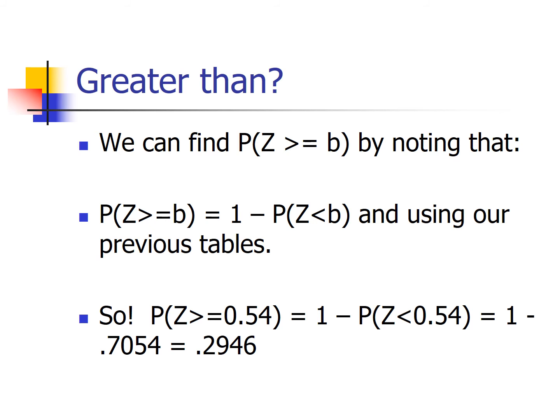So to make it a little more concrete, if you wanted to find the probability that z is greater than or equal to 0.54, the probability of scoring a 0.54 or higher on this test, well, that's 1 minus the probability that z is less than 0.54. We can get the z less than from our table, so that becomes 1 minus 0.7054, so you get not quite 30%. Again, draw the picture and use the table yourself and verify that answer.